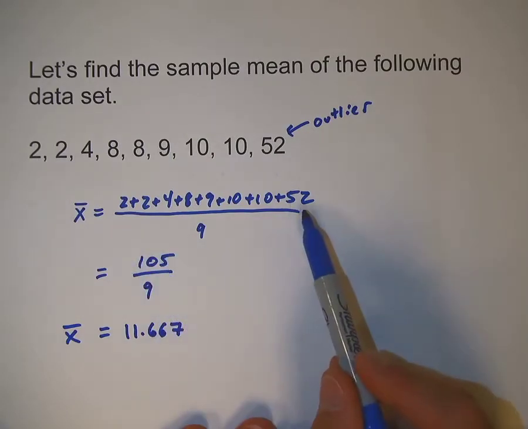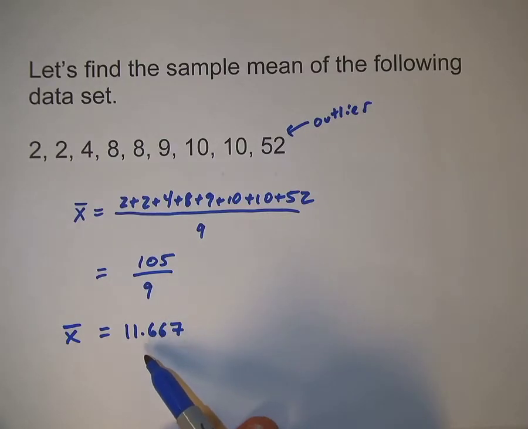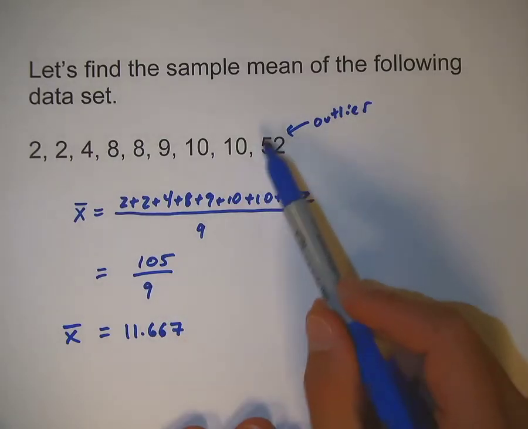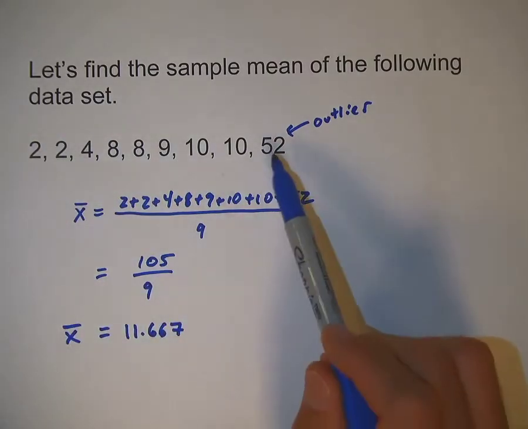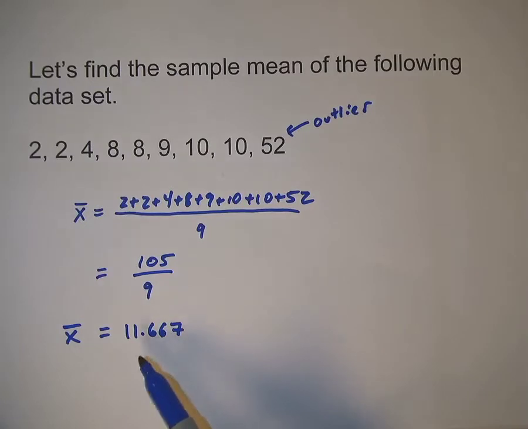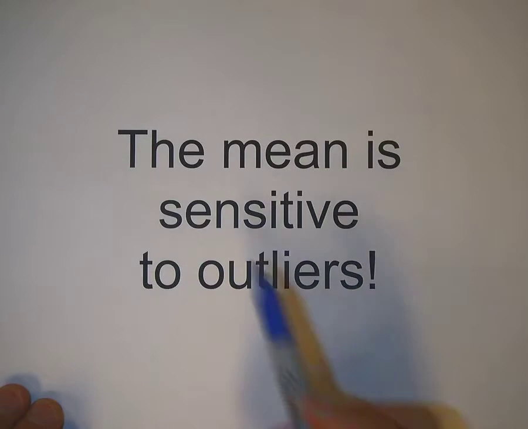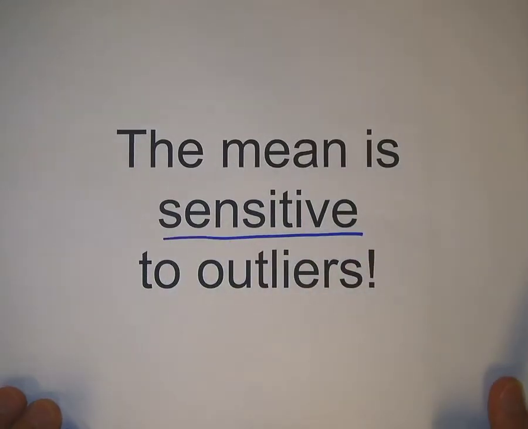If we eliminate that 52, this mean is going to go way down. So when you have an outlier, either a high outlier like this, or if we had a low outlier down here, that's really going to distort your mean. A lot of times we'll say that the mean is sensitive to outliers. The mean is really influenced by those very high or very low values. So that's one thing to consider when you're calculating a mean. If you have outliers, you might want to use a different measure of center other than the mean.